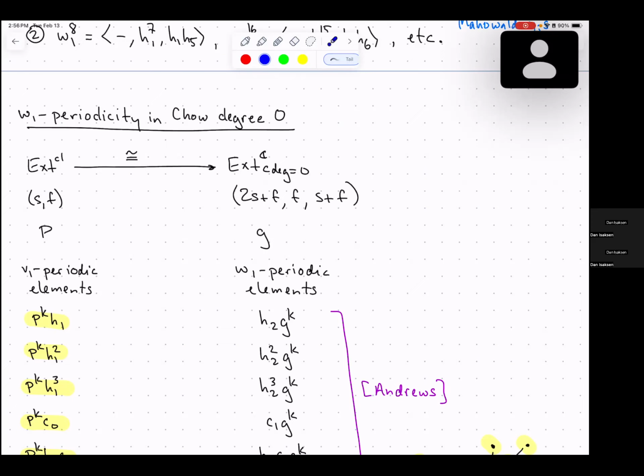Okay. And over here, there's the Adams operator, capital P, it's degree 8, 4. And then under this isomorphism, this P operator corresponds precisely to this g operator. Okay, so that's good. That's something we can take advantage of. If there's things we know about P in classical Ext, we can translate that over into properties of g over here in chow degree 0. And then V1 periodic elements in the classical story are going to correspond to W1 periodic elements on the right side, and so I made a little table here.